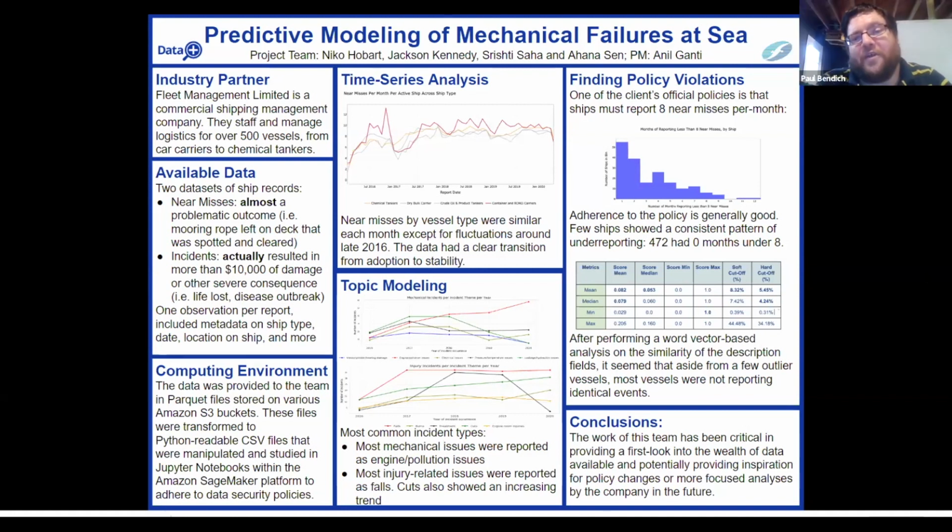Well, let me ask this question. Suppose you got to design a shipping company from scratch, and suppose you actually wanted to do predictive modeling of mechanical failures. So I'm waving a magic wand here. How would you do it?